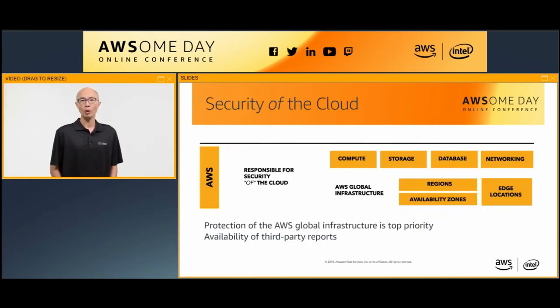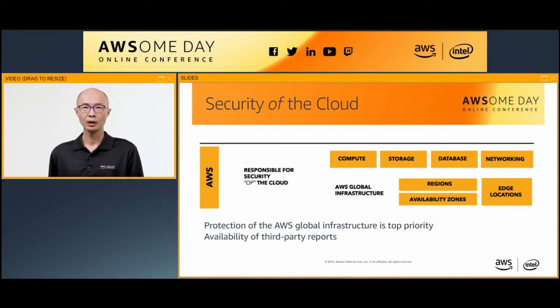AWS is responsible for what is known as security of the cloud. What does that mean? Under the Shared Responsibility Model, AWS operates, manages, and controls the components from the host operating system and the virtualization layer down to the physical security of the facilities in which the services operate. It means that AWS is responsible for protecting the global infrastructure that runs all of the services offered in the AWS Cloud, which include regions, AZs, and edge locations.